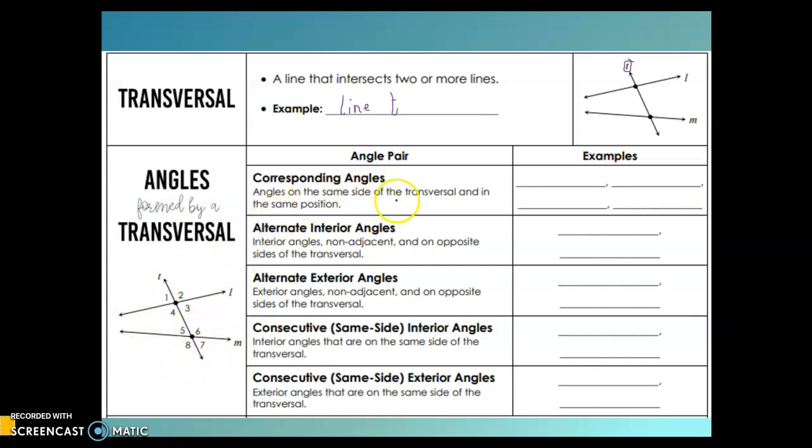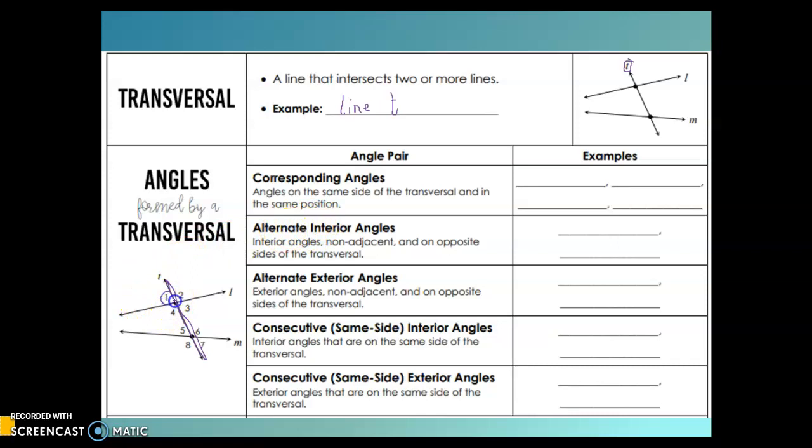Our corresponding angles are on the same side of the transversal. Remember that this is our transversal. They're on the same side and in the same position in relation to the intersecting lines. And I'll explain what that means here.